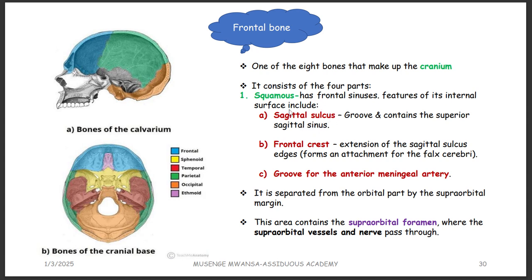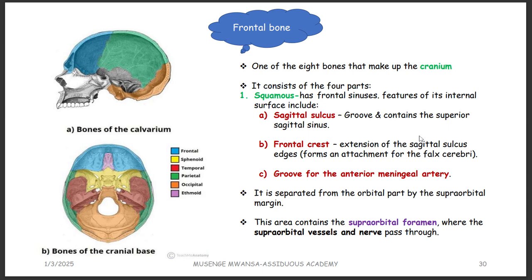So I've got the sagittal sulcus. We also have the frontal crest. The frontal crest is, I hope you can see, like this one. Can you see where my cursor is pointing? Here. Remember, we're looking at the inside of the bone. So you have got more like a prominence here. That is the frontal crest.